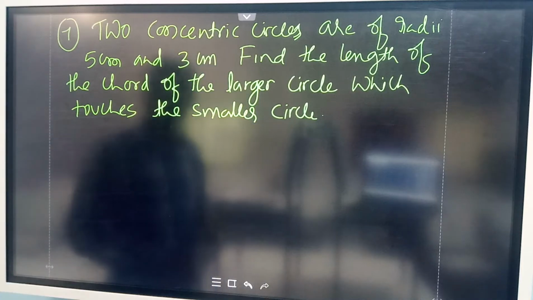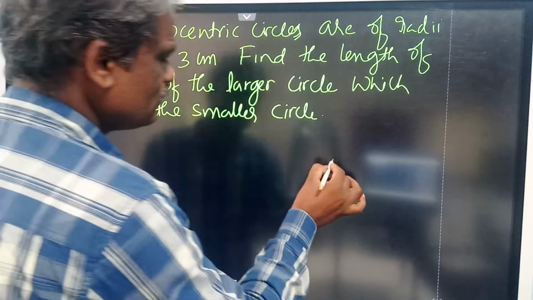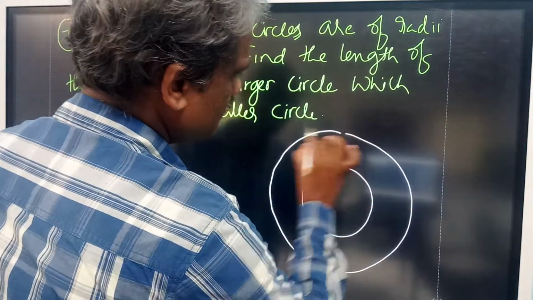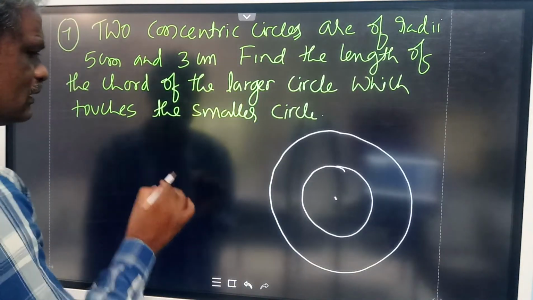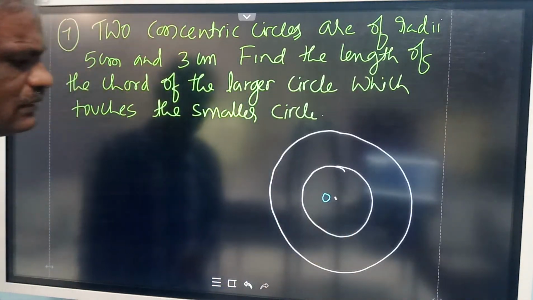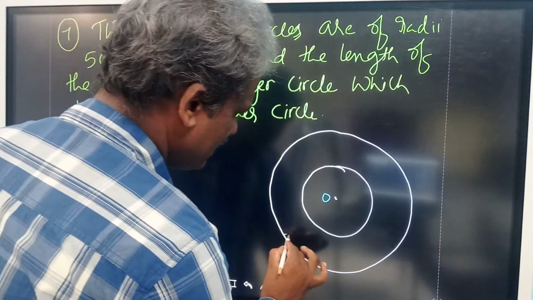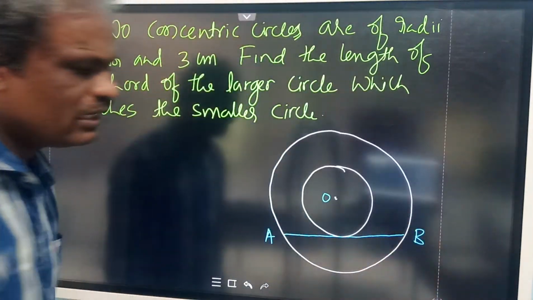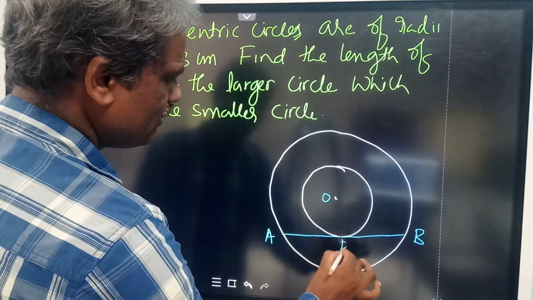Two concentric circles of radii 5 centimeter and 3 centimeter. Find the length of the chord of the larger circle which touches the smaller circle. So you can draw two circles which are concentric, meaning they should have the same center. I have drawn two circles with the same center. Let us draw a chord of the larger circle which touches the smaller circle. AB is the chord of the larger circle and it is a tangent to the smaller circle at a point P.